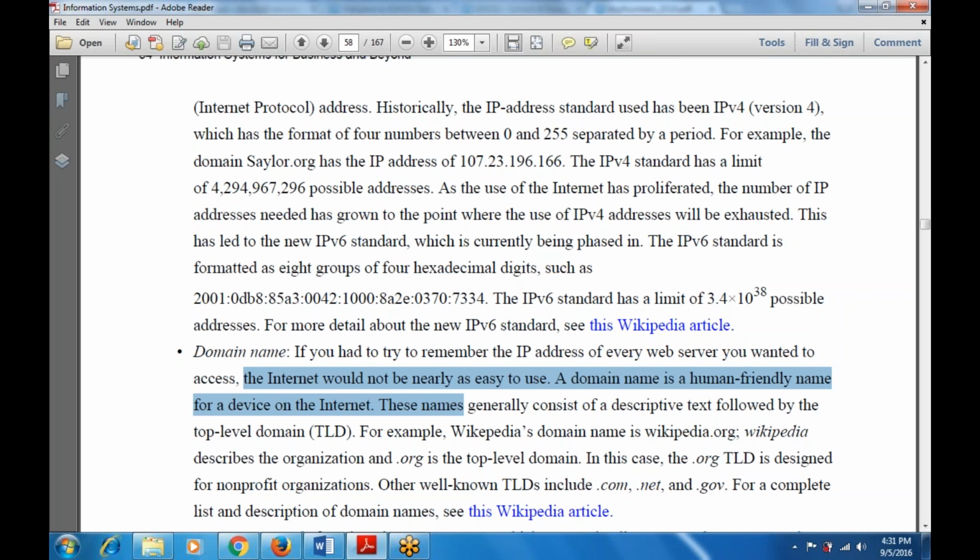For example, for Wikipedia, the domain name is wikipedia.org. The wikipedia part defines the organization, and .org is the top-level domain. In this case, the .org TLD is designed for non-profit organizations. That also includes .com, .net, and .gov for government organizations.